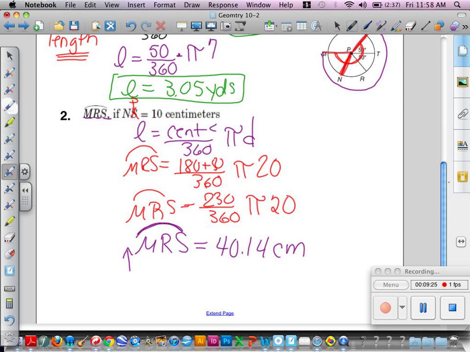So I have no M here. This is not measure, this is length. When you have no M in front, it is length. When you have an M in front, you're talking about degrees. Make sure you keep those two straight. You need to know how to do that. So that's our final answer.